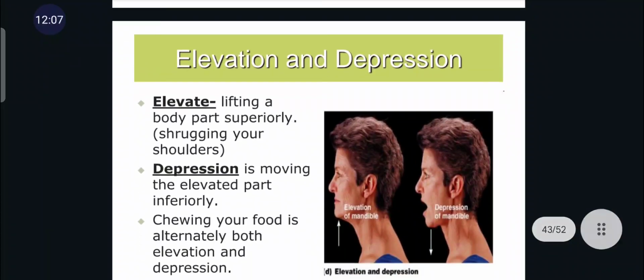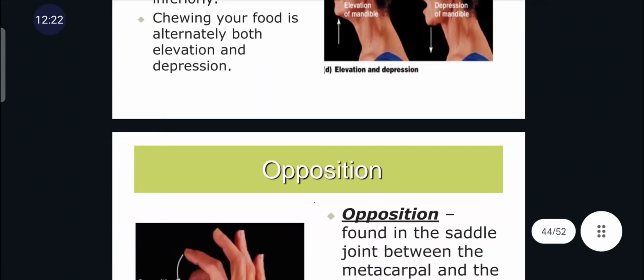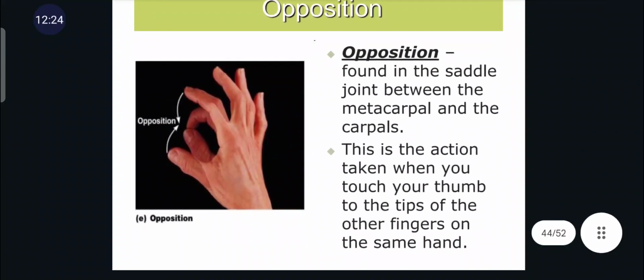Elevation and depression. Elevation means lifting a body part superiorly, for example, shrugging of the shoulders. Depression is moving the elevated part inferiorly, as in chewing your food. Opposition is found in the saddle joint between the metacarpal and the carpal. This is the action when you touch your thumb to the tips of the fingers of the same hand.